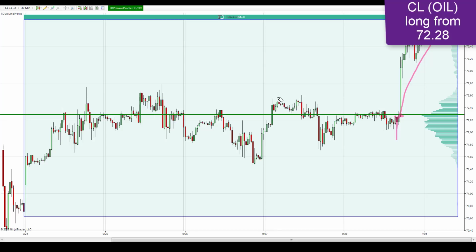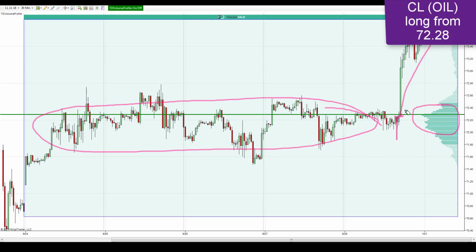So I think that most of the volumes which got accumulated throughout this whole area were volumes of strong buyers who pushed the price upwards on Friday. And when the price makes a pullback to this area again, I think that those buyers will be defending their positions and they'll push the price upwards again.